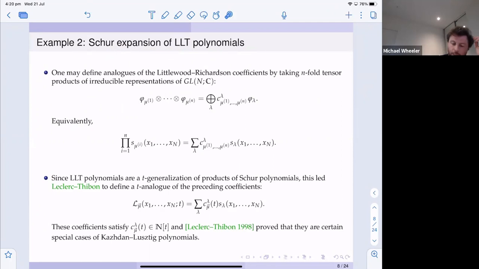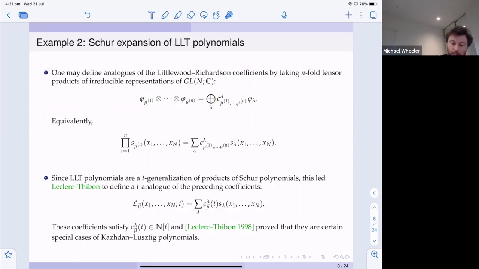So let's try to motivate what exactly is going on here. The first thing that one can do is to define analogs of Littlewood-Richardson coefficients, where instead of taking the tensor product of two representations, I take the tensor product of n representations. Let's index these by mu_1 up to mu_n. I take this tensor product and again decompose over irreducibles, and I get some coefficients here.